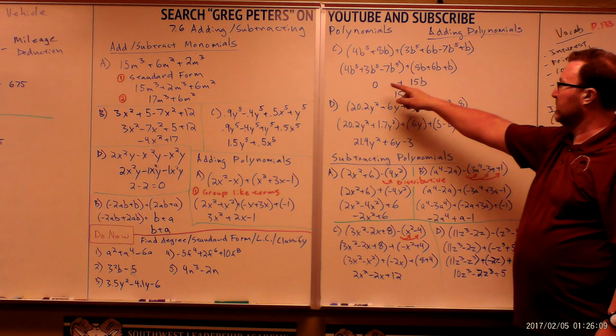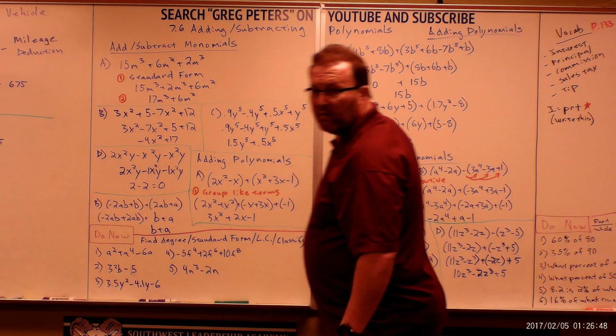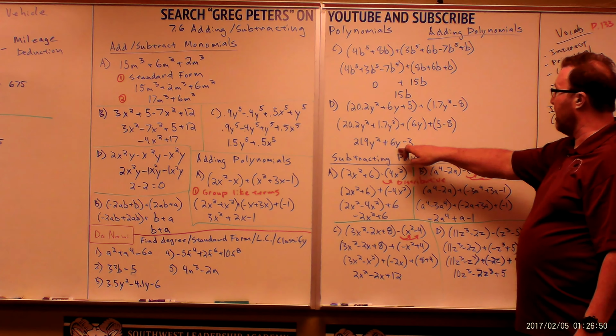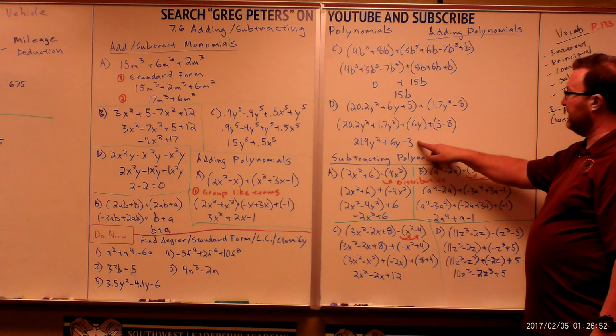This is 20.2 plus 1.7, 21.9. And then the y by itself, and 5 minus 8 is minus 3, we're done. This is in standard order. It's simplified. It's finished. We can't do anything more to it.